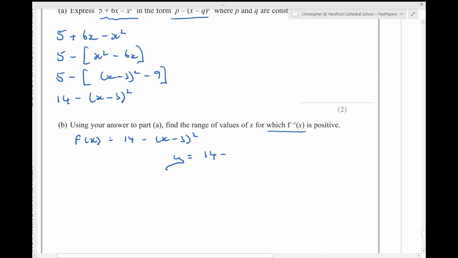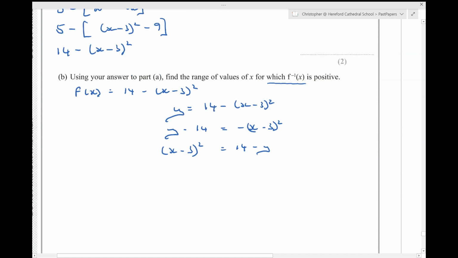y equals 14 minus (x minus 3) squared. Make x the subject of that. So it's going to be y minus 14 equals minus (x minus 3) squared. So let's change the signs. I'm going to write it the other way around as well, just to confuse you. So that's (x minus 3) squared equals 14 minus y. Okay, now I need to square root 14 minus y and then add 3. So x is going to be 3 plus or minus, because of course there are 2 square roots, of 14 minus y. Okay, looking good so far.